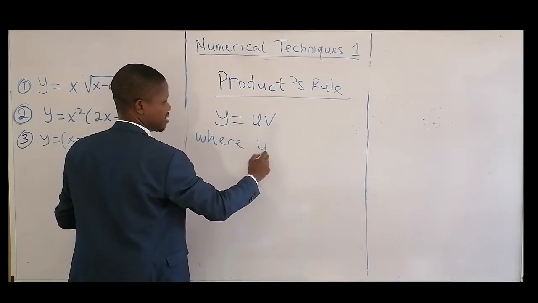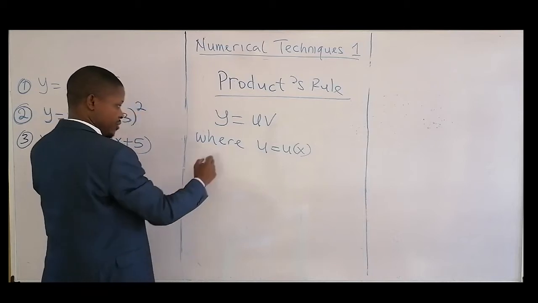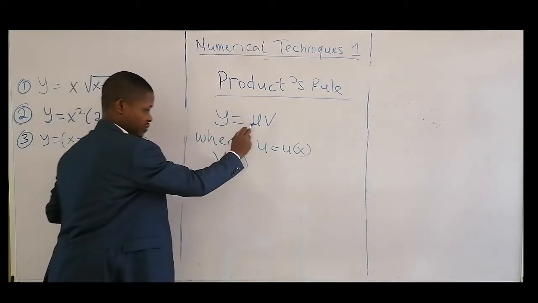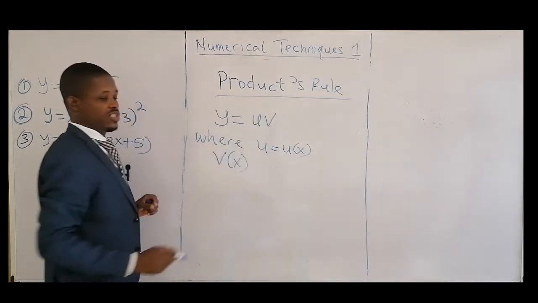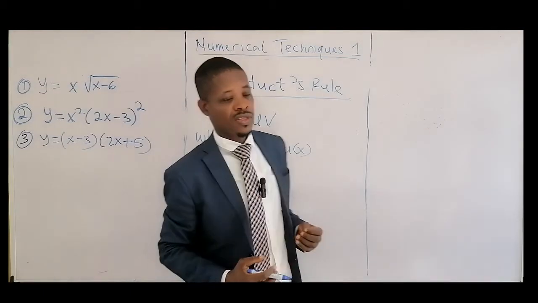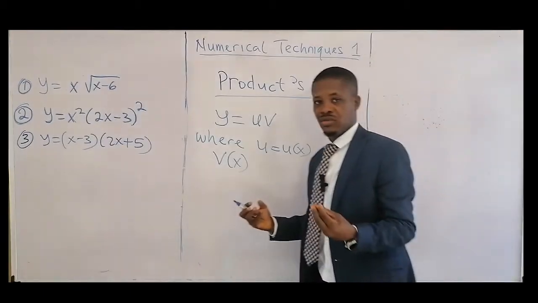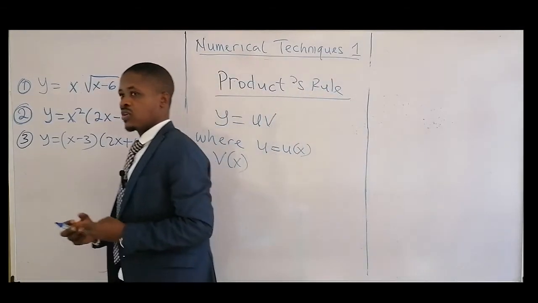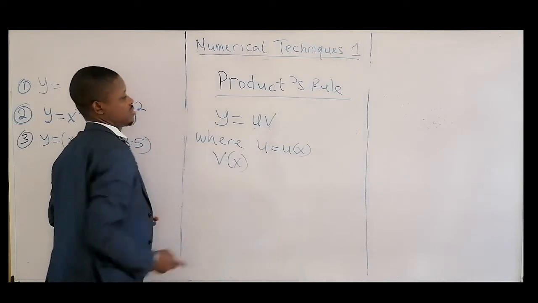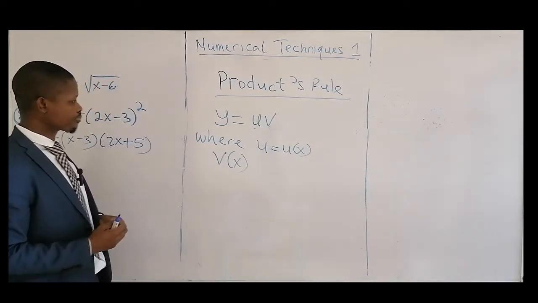The u is a function of what? It's a function of x, and your v also is a function of x. U is a function of x. V is also a function of x. When do we use our product rule? Product rule is used when you have two items being multiplied together, when you have a product of two functions. Okay, that is when the product rule is applicable.